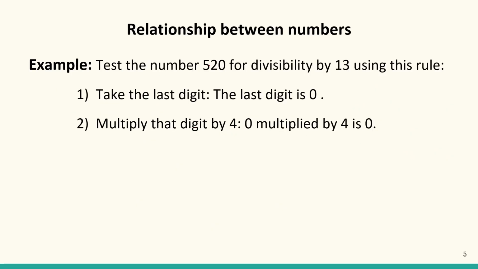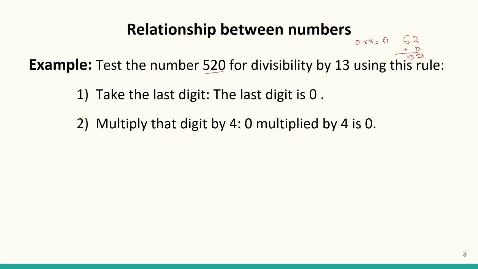So for example, another example, 520. See the last digit here, and we multiply 4 with it. So 0 into 4 is actually 0. And we add 52 plus 0. That is 52. And let's see whether 52 is divisible by 13 or not.